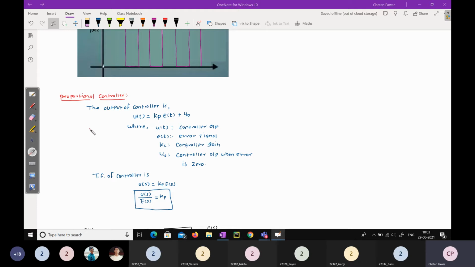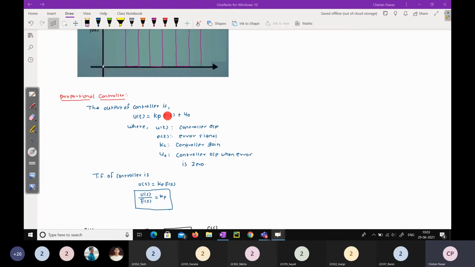plant parameters. So we will see that point. So the first controller is the proportional controller. If you see the output of the proportional controller, that will be u of t is equal to kp into e of t plus u0. Okay. So u0 is the controller output when error is 0.